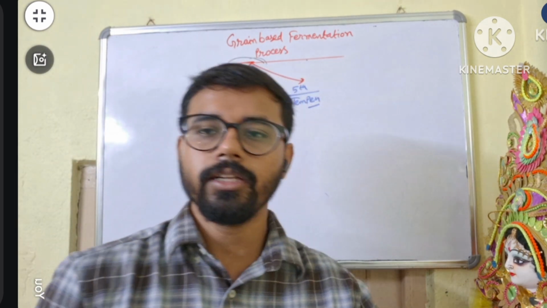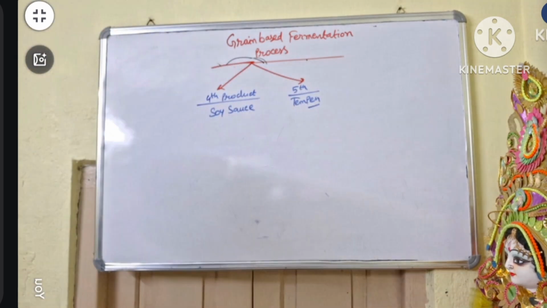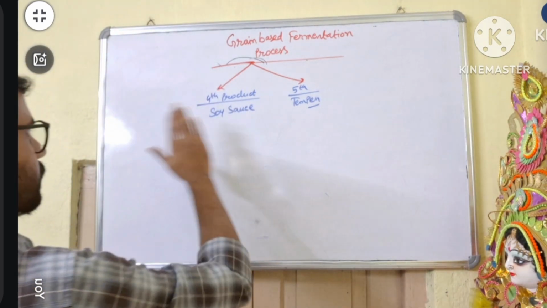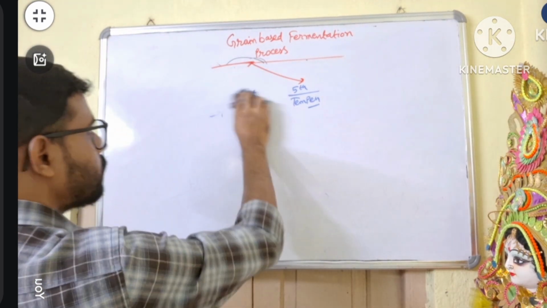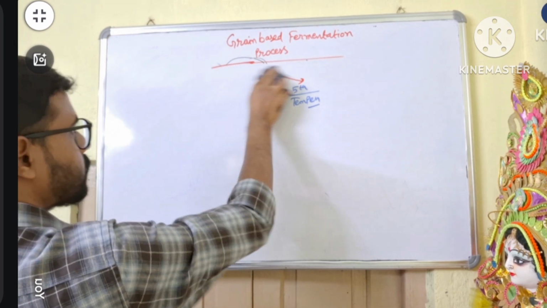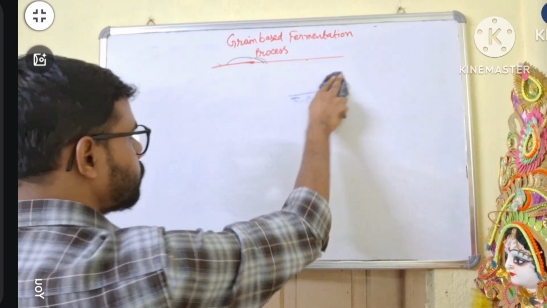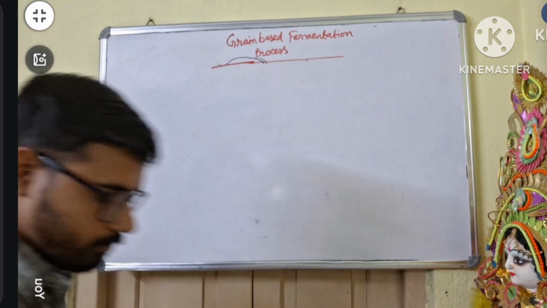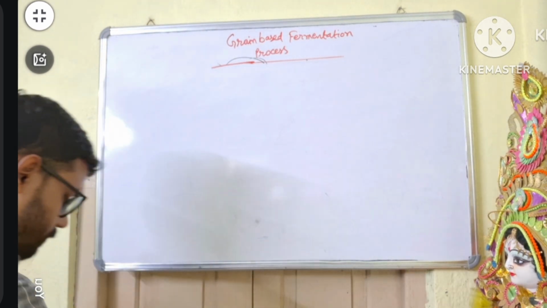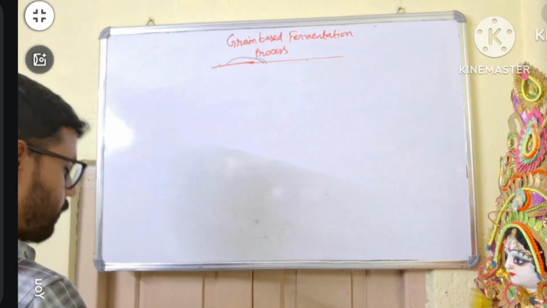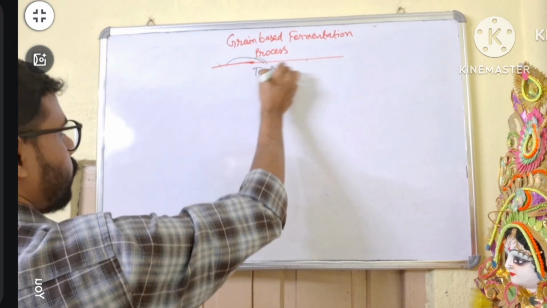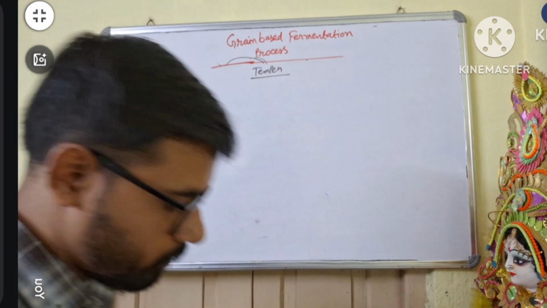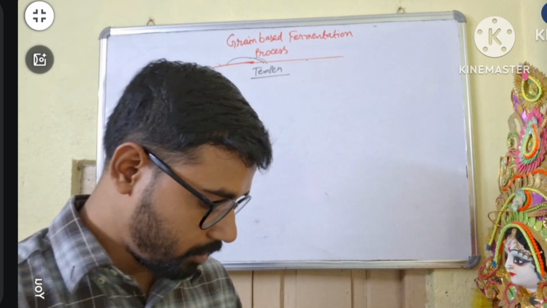Soy sauce is a relatively complex process and it takes time. A separate class will be given for soy sauce. And today we discuss tempeh manufacturing. So the next grain-based manufacturing process is tempeh. So what is tempeh? A fermented product, a soya-based fermented product.